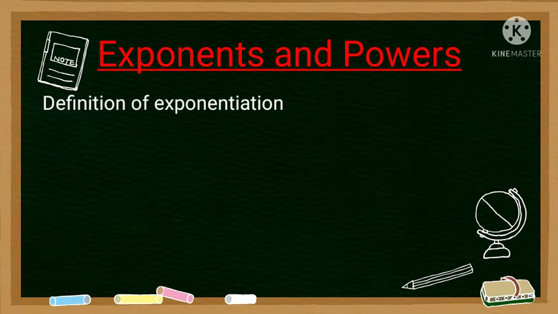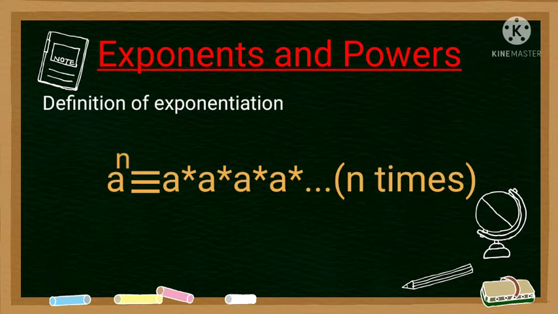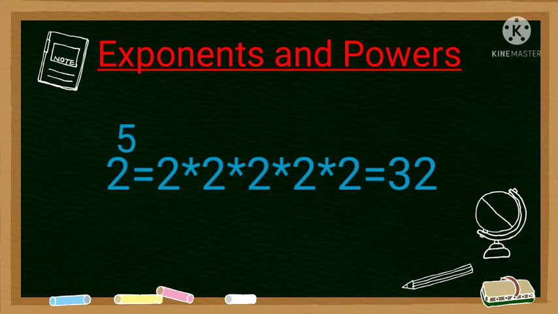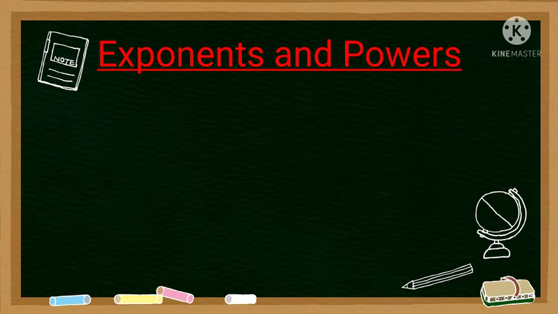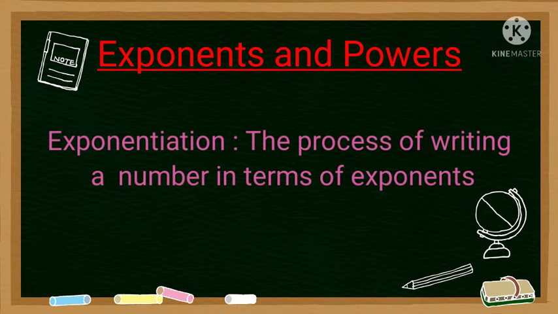Thus the exponentiation a to the power n is defined as a into a up to n terms. It is not coming from the previous axioms, it is defined in this way. Suppose we have 2 exponent 5, then it means that 2 has to be multiplied with itself 5 times over. Thus exponent tells us how many times the base number has to be multiplied with itself. This process of writing a number in the form of its exponents is called exponentiation.